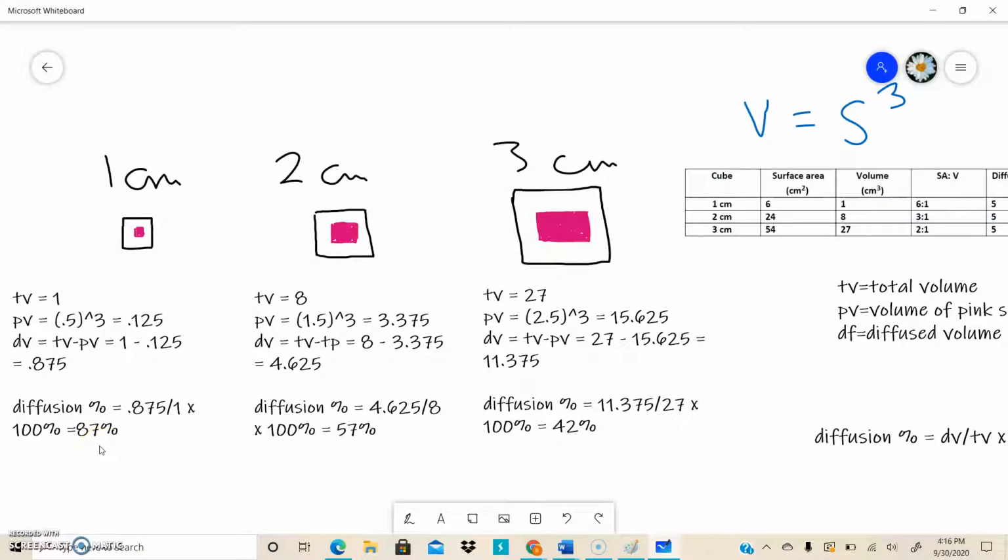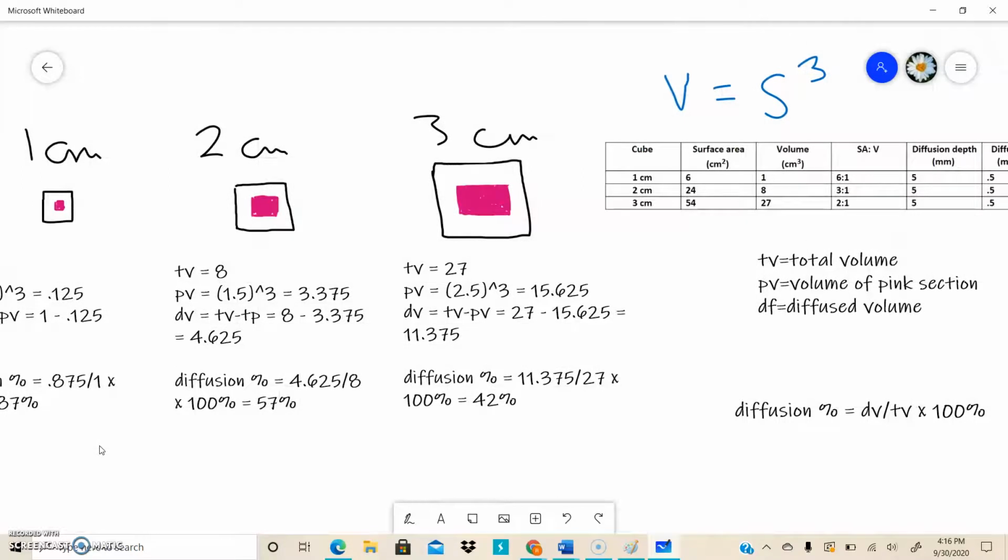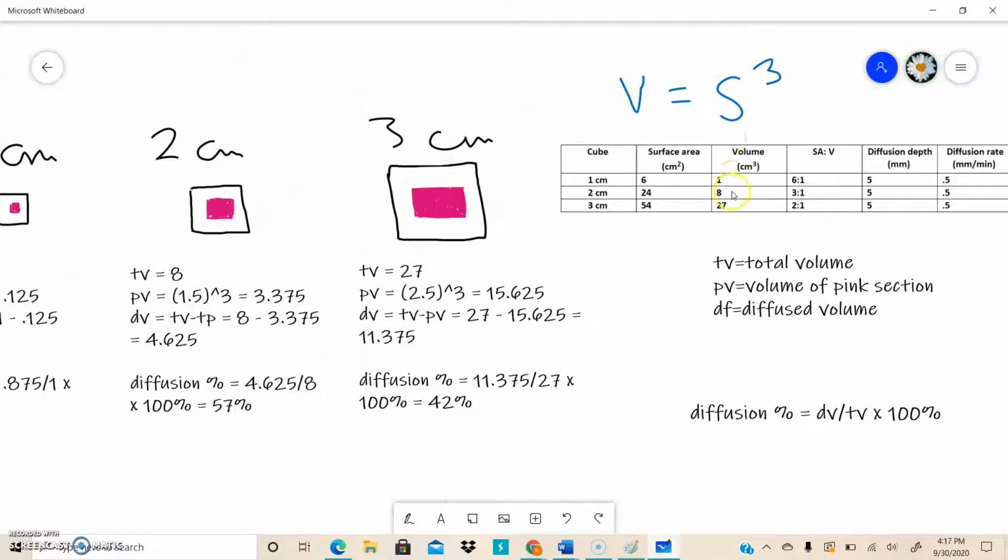Okay, in cube number 2 and 3, I'm following the same steps. Let me explain them one more time. So again, I would like to compare the total volume, pink volume, and diffused volume. Total volume is the entire cube. Pink volume, volume of the cube. Diffused volume, volume of the white section that has been diffused. Okay, I already have my total volume from my table and from previous calculations. I will find my pink volume by simply using this formula.